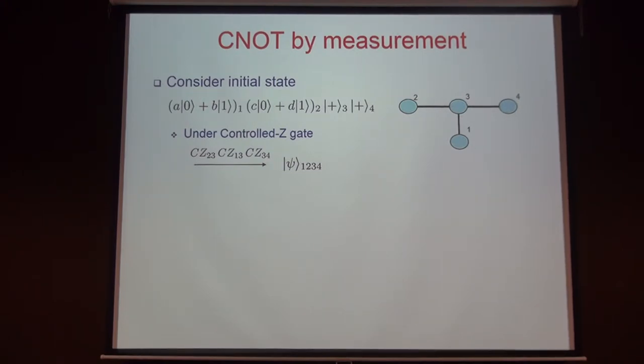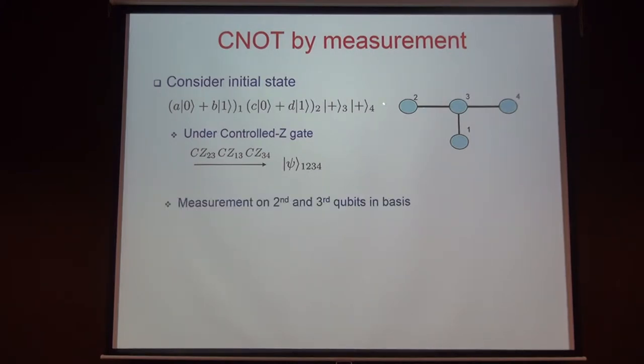Just for the purpose of argument, I imagine I have a quantum state, A plus B here, and C plus D, and qubits 3 and 4 are initialized in the plus state. Now I apply the Control Z gate simultaneously to pairs linked by the edges. Because they commute, they can be applied simultaneously. Then I get a 4-qubit state.